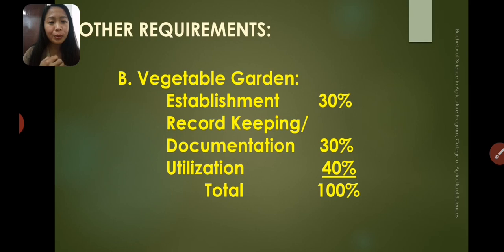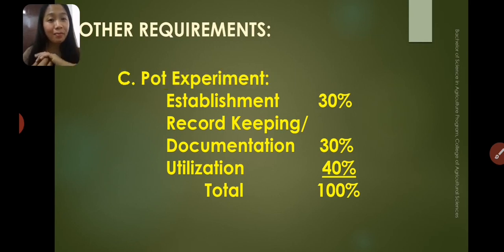And then I would also like to see that you utilized the vegetable garden. I want you to document that you have consumed the food and that you have sold the vegetables in the market if you have excess. So it's very important that you have utilization. So establishment will be 30%, record keeping or documentation will be 30%, and for utilization it will be 40%, with a total of 100%.